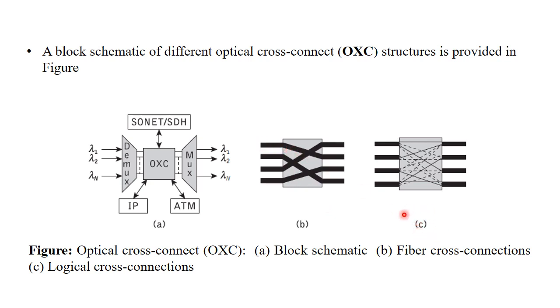And figure C is going to represent the logical cross connection. So from one to all others there is a possibility of the changeover of the wavelength. In such a case we are going to have these dashed lines as a connection. So overall we call this the logical cross connections.